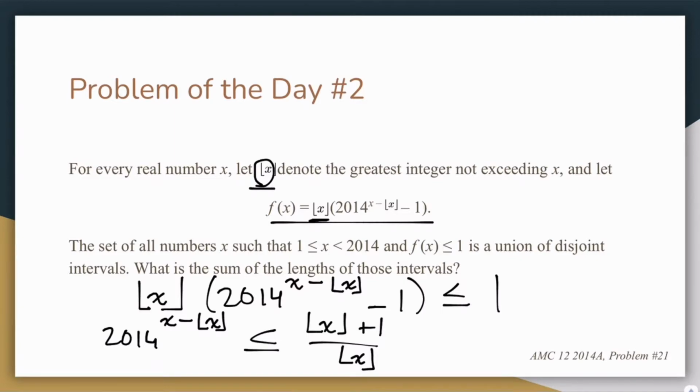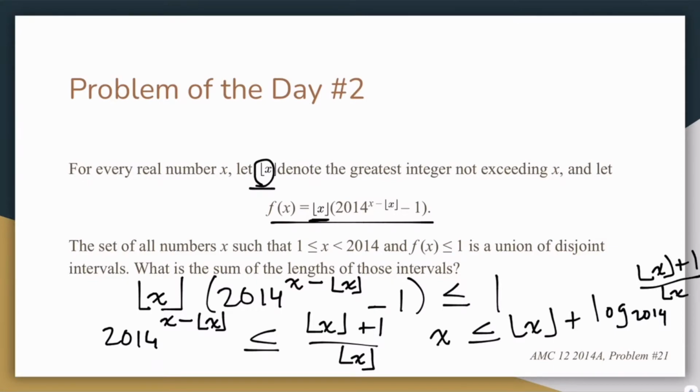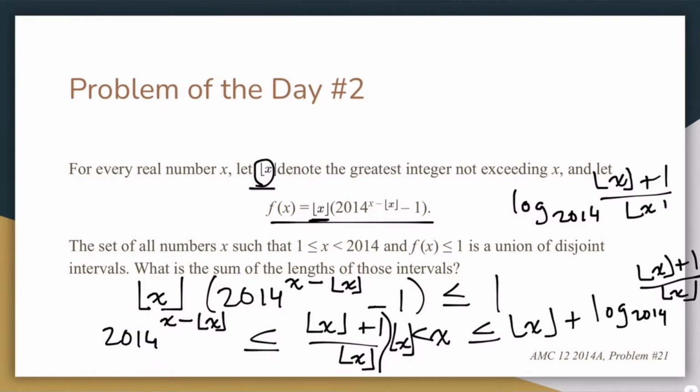Or x is less than or equal to the floor of x plus the log base 2014 of the floor of x plus 1 over the floor of x. Now, we also know x is greater than or equal to the floor of x. So, the length of this interval is then just log base 2014 of the floor of x plus 1 over the floor of x.